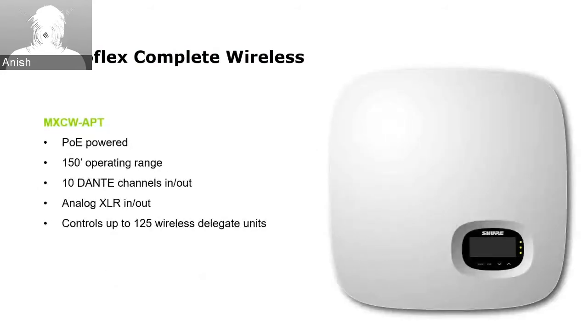Moving on to the access point transceiver unit, it is PoE powered. You just need one cable. It offers about 150 feet of operating range. It can give you 10 Dante channels as input and output for further expandability. Analog XLR input and output connections are available. And 125 wireless delegate units can work with a single system.